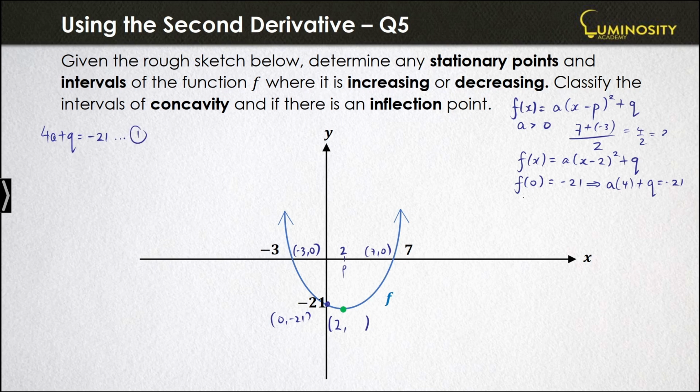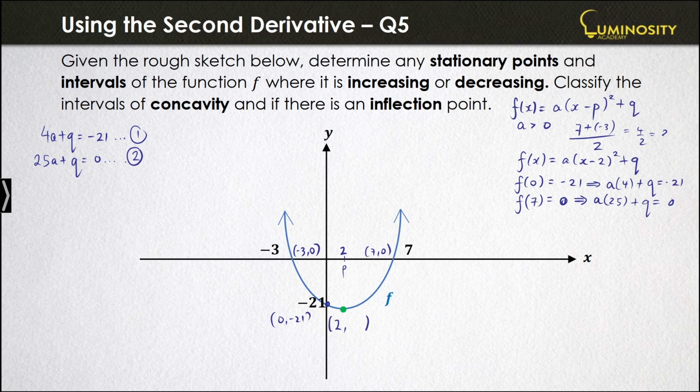Next I'm going to take f at 7, and if I do that, I must get 0, because that's the coordinate (7, 0). So I'm going to get a times (7 - 2), which is 5, squared is 25, plus q, and that must be 0. So I've got my second equation, 25a + q = 0. I have a system of linear simultaneous equations, which I can therefore solve for a and q.